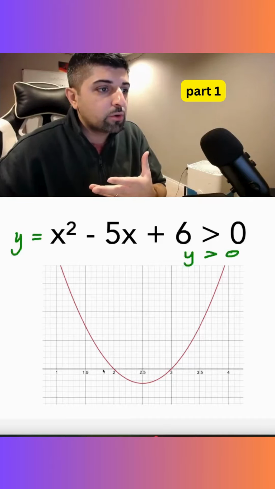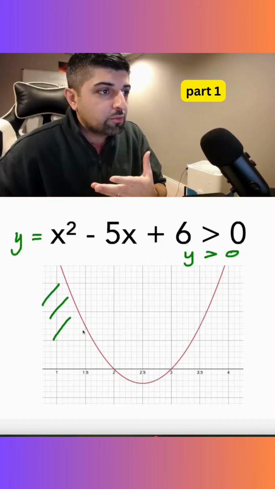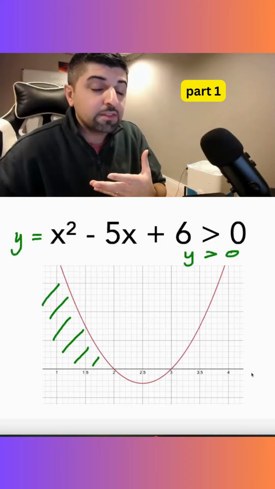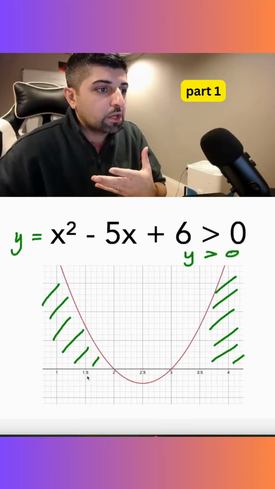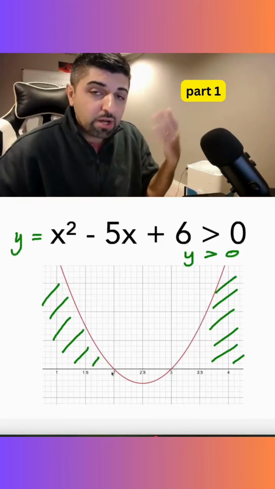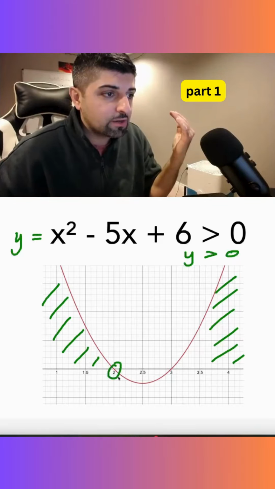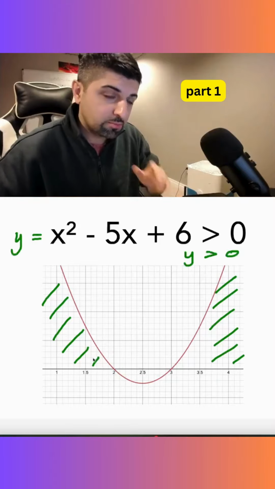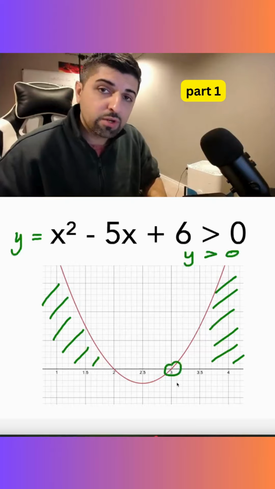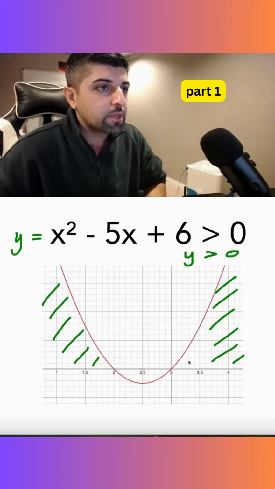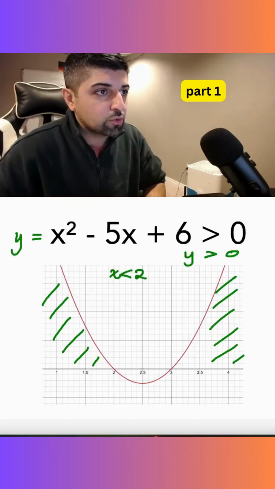So I have to look for where my red curve goes above the x-axis. The red curve goes above the x-axis in that region and also on the far right region. So it goes above the x-axis when x right here is less than 2, because it's to the left of 2, or when x is bigger than 3, because it's to the right of 3. So my answers to this would be x less than 2 and x bigger than 3.